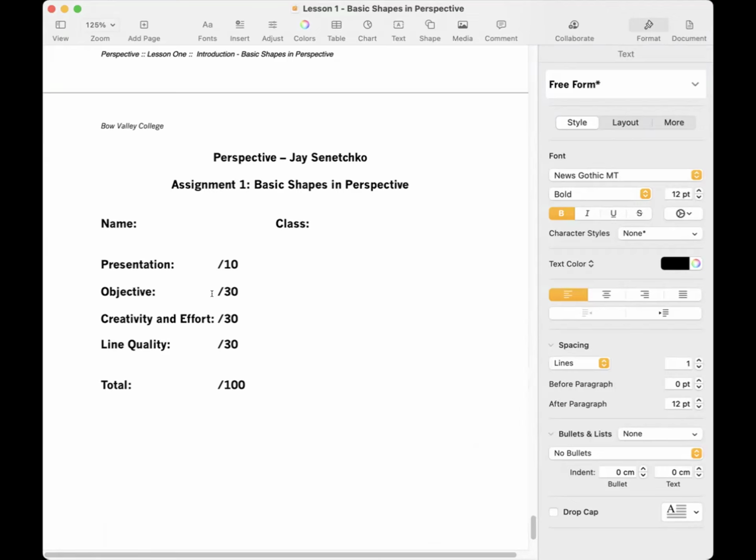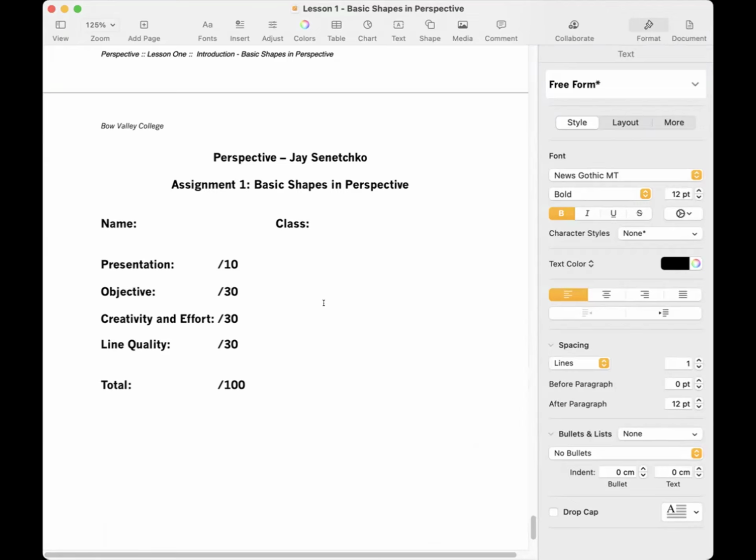Your objective is always going to be out of 30. I do not mark in anything other than 5 mark increments. So you're never going to get 27.5 out of 30. You're going to get 25 out of 30 or 20 out of 30. For this assignment, your warm-up sheet is 5 out of 30. Did you do it? Did you not do it?